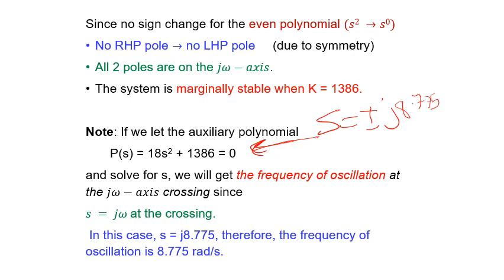Because we know in general that S is equal to j omega. And the value of S is j 8.7. That means this 8.7 by itself is going to be omega, which has a unit of radian per second, which is the frequency of oscillation during the marginal stability. That's all about stability. I hope it's clear. Thank you very much.